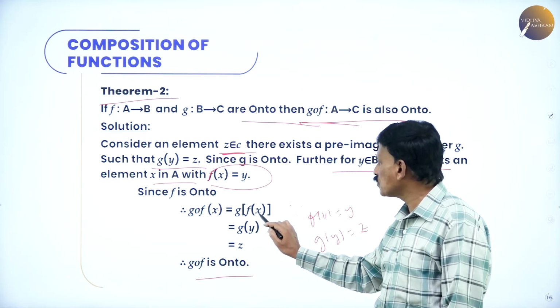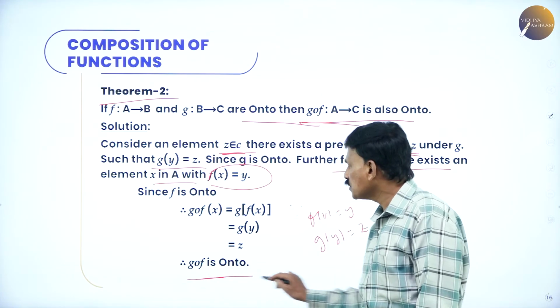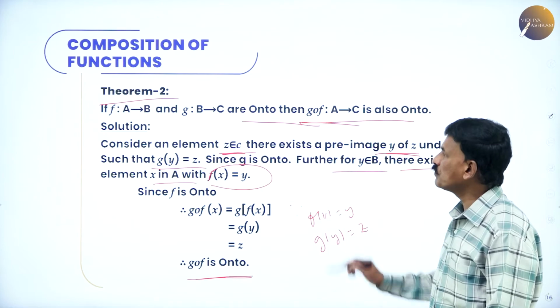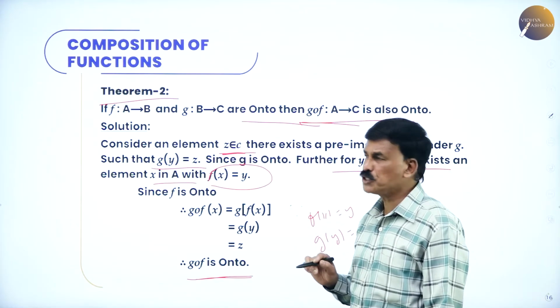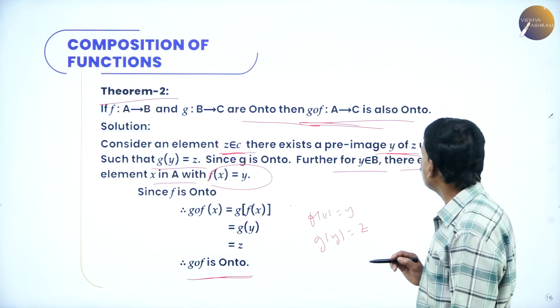f of x is equal to y. And again, what is g of y? g of y is equal to z. Therefore, g naught f is also an onto function. That's it. So, if f from A to B and g from B to C are onto, then g naught f from A to C is an onto function.